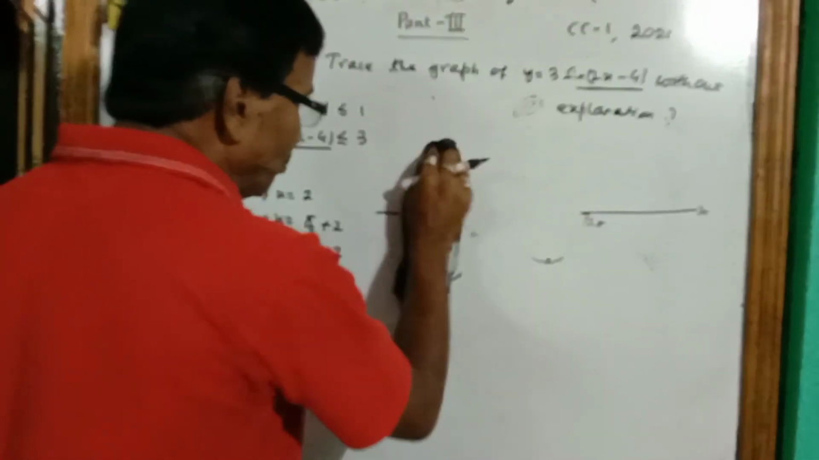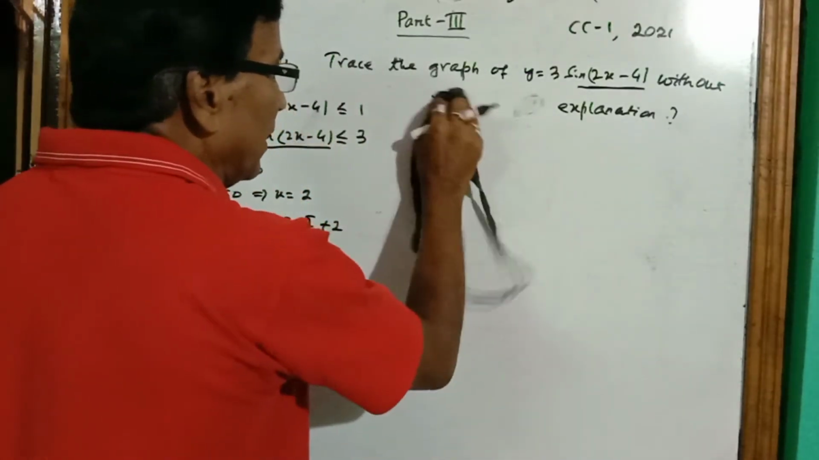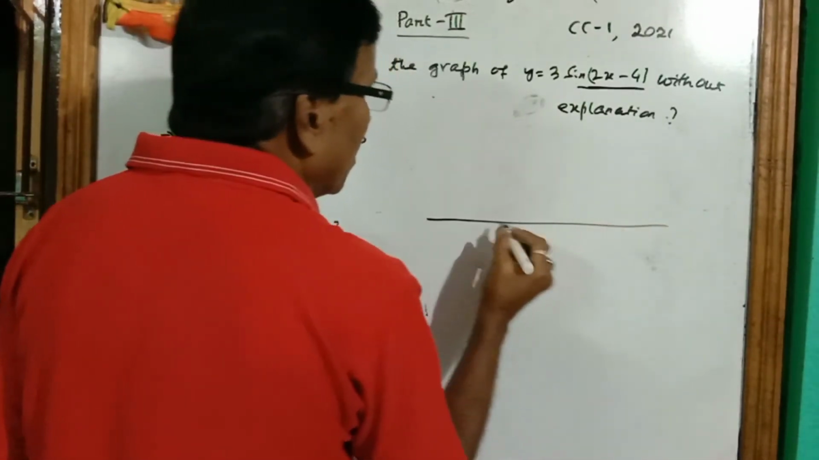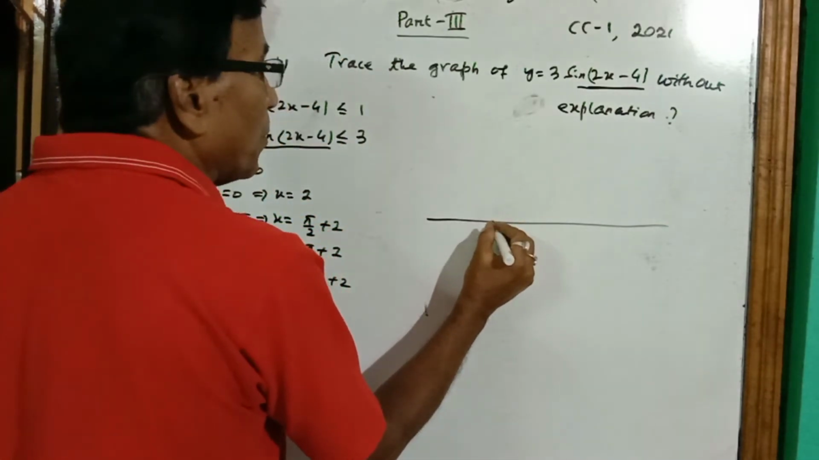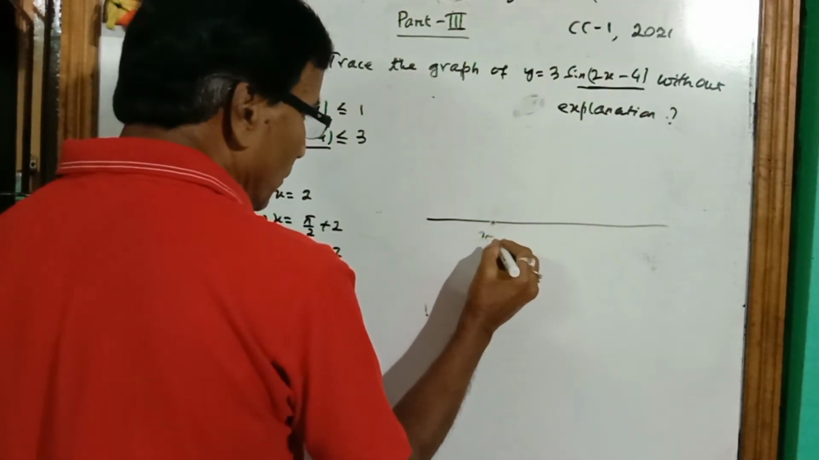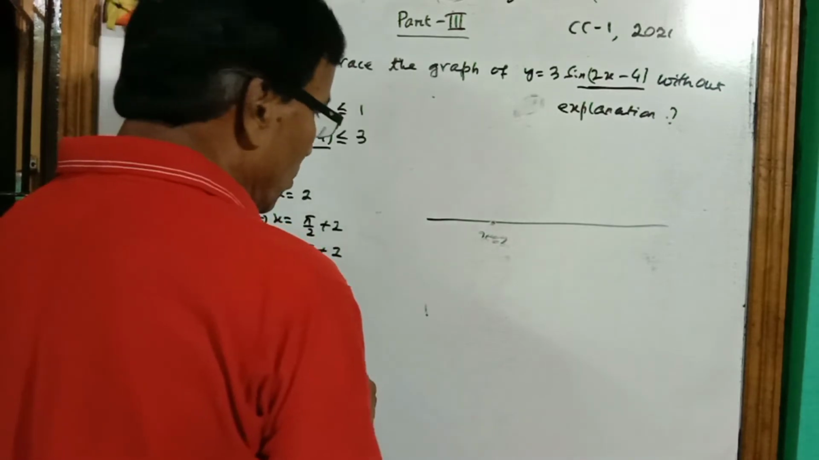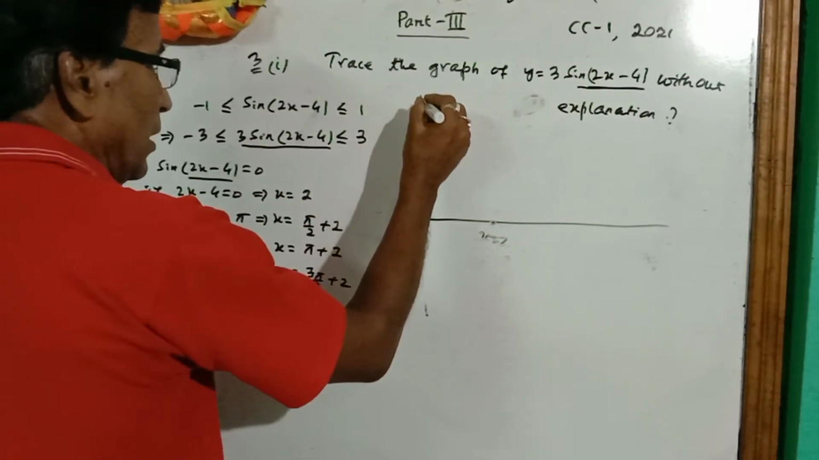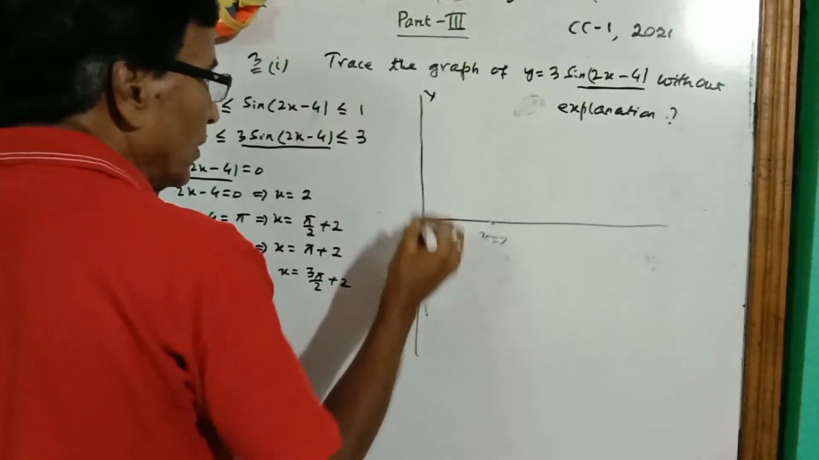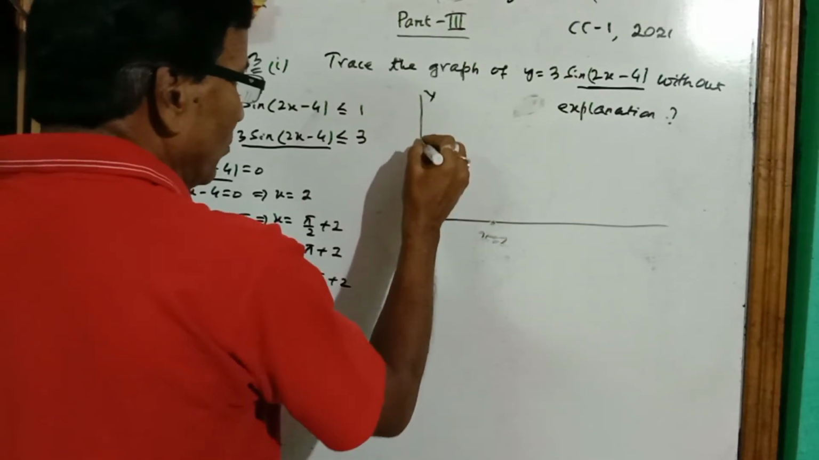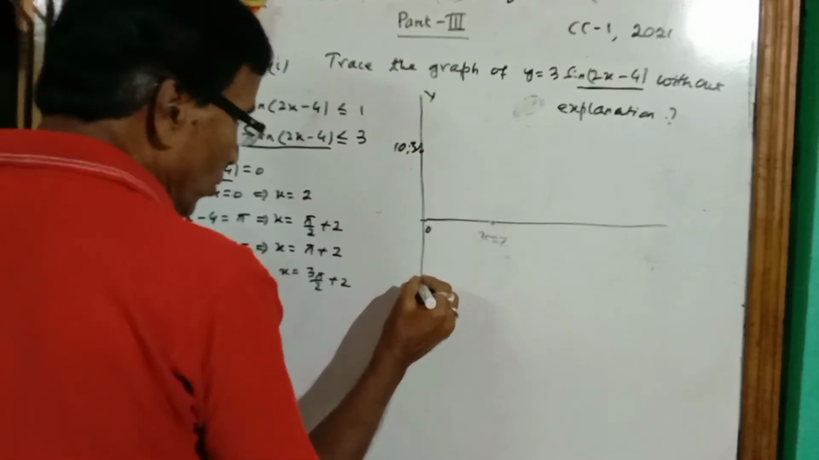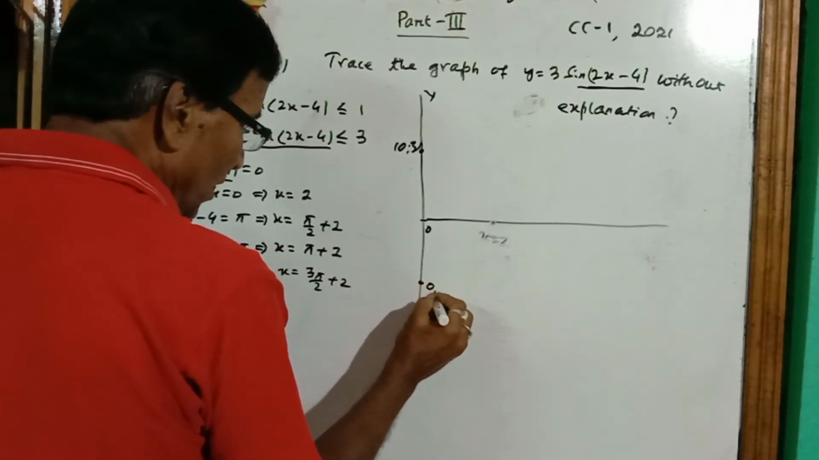So here you see that we will draw a number line. Suppose this point is x is equal to 2. We will draw this to be the y-axis. This is 0, this is plus 3, and this is minus 3.